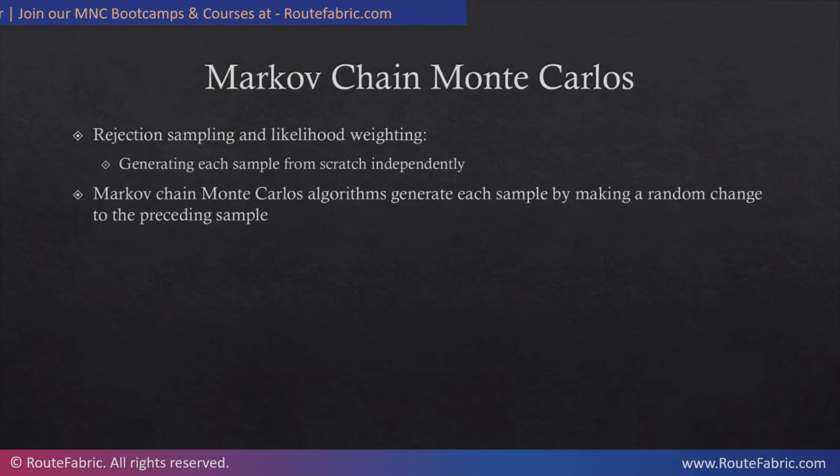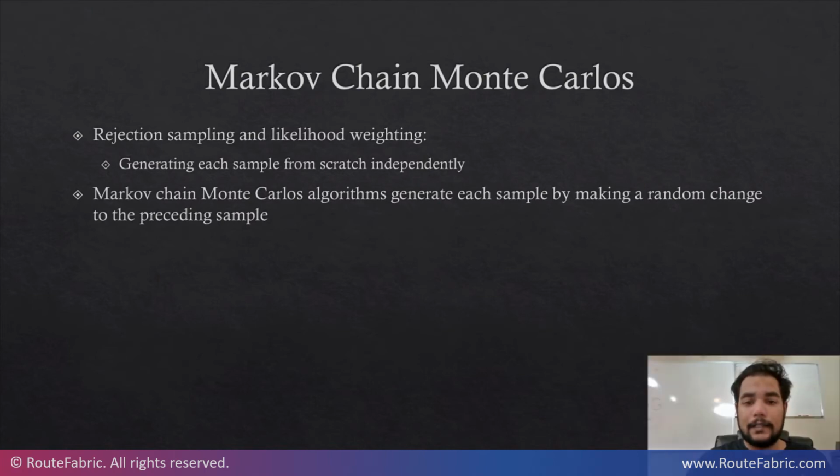The way that Markov chain Monte Carlo works is that it creates each sample from scratch independently, and every time a new sample is made, a random change is made to the preceding sample. So there are high levels of randomness in the sampling.